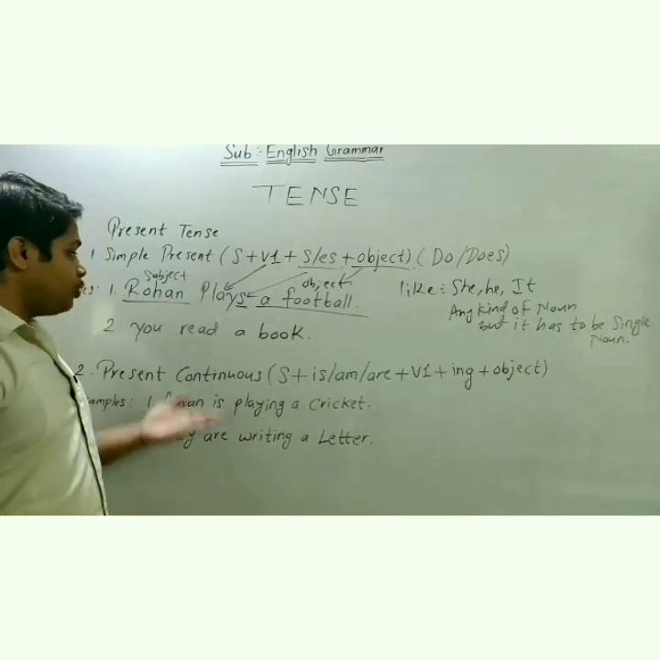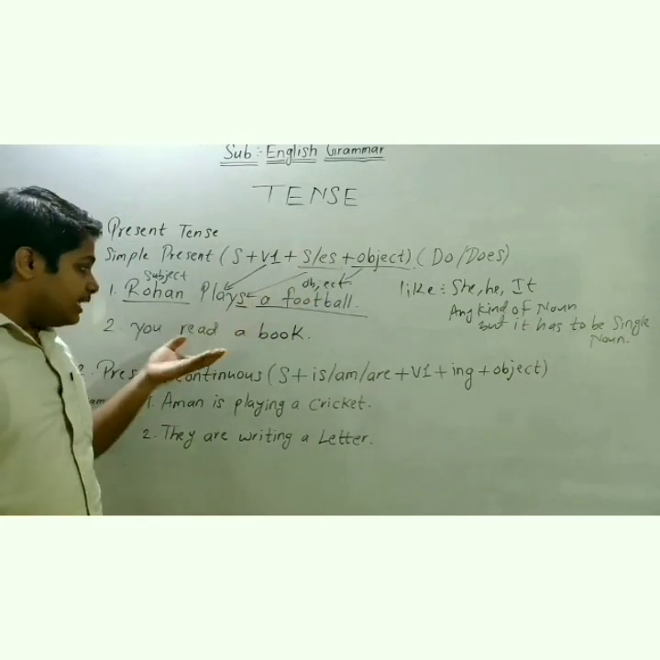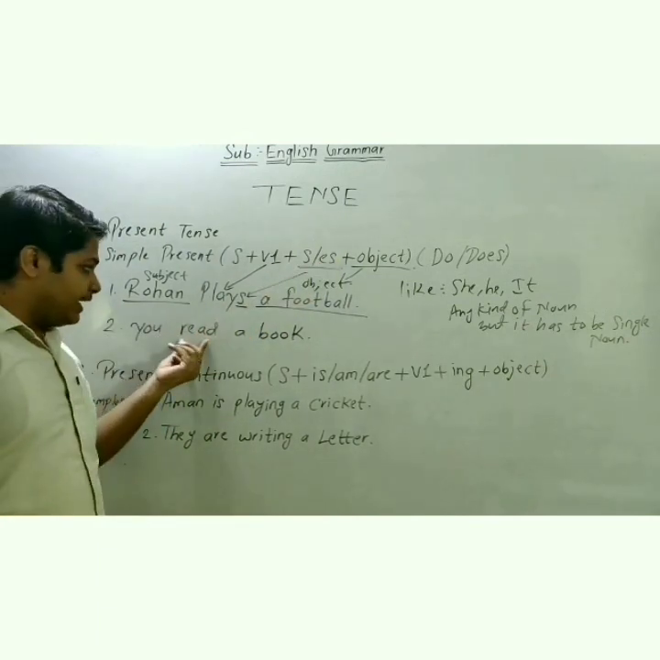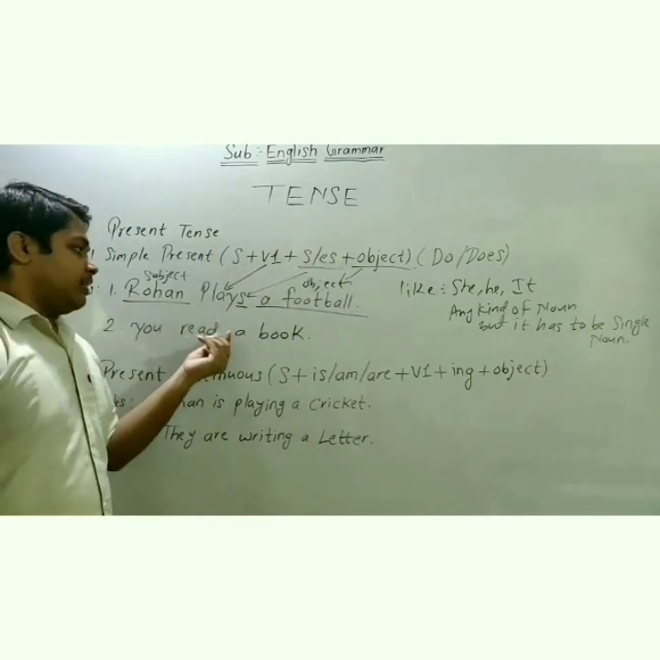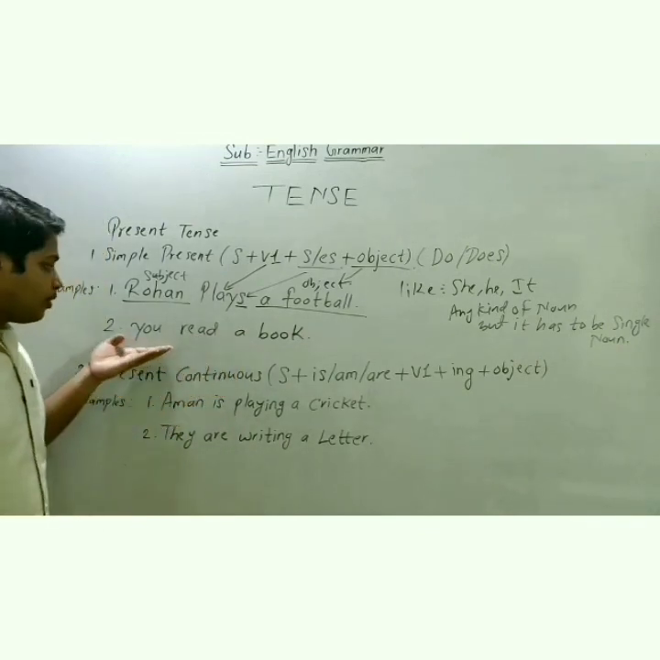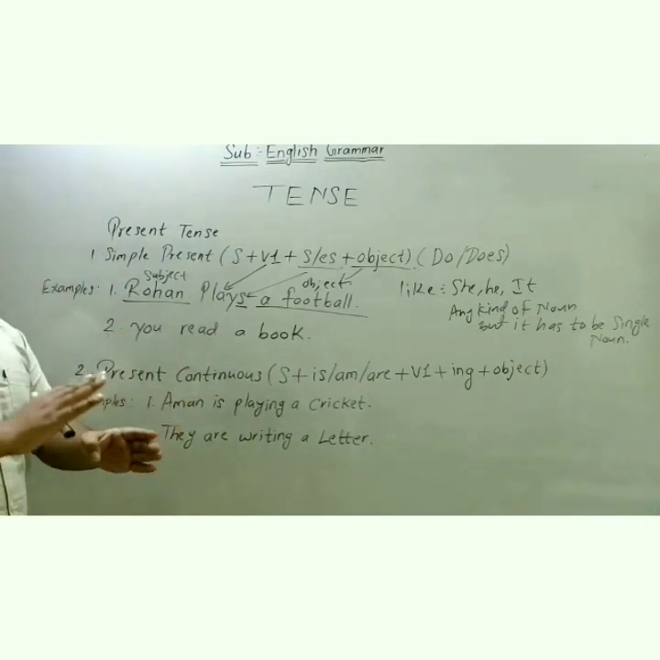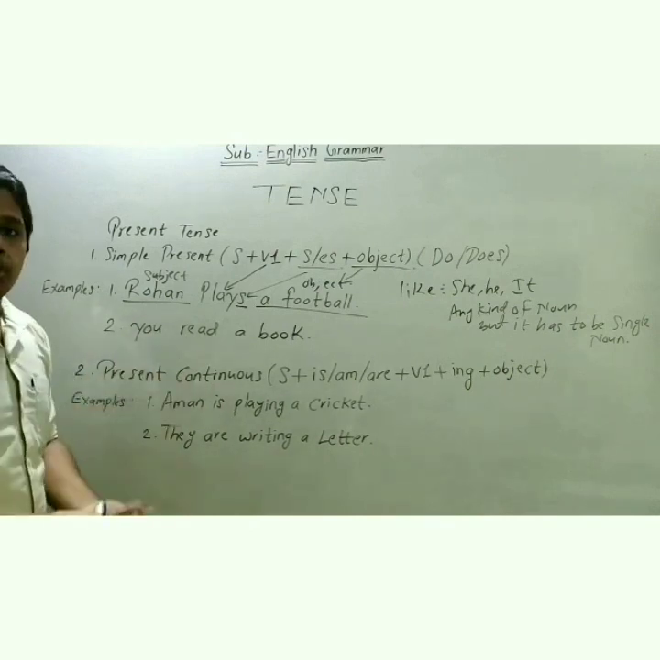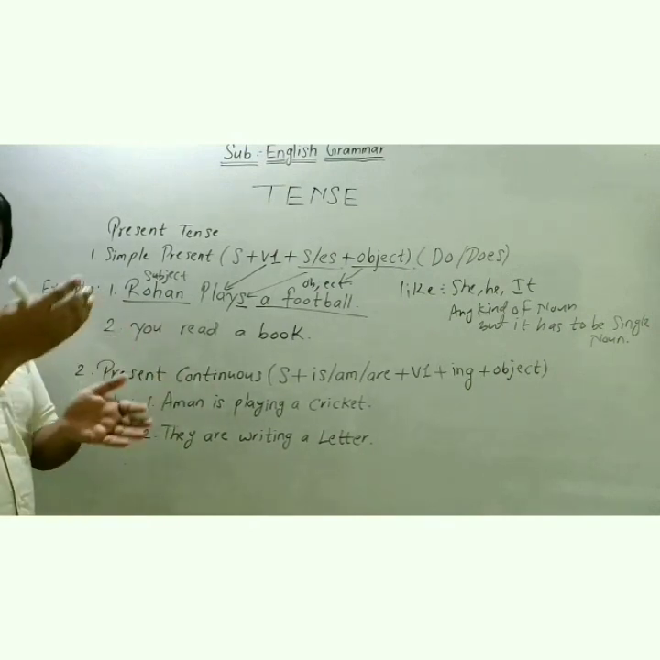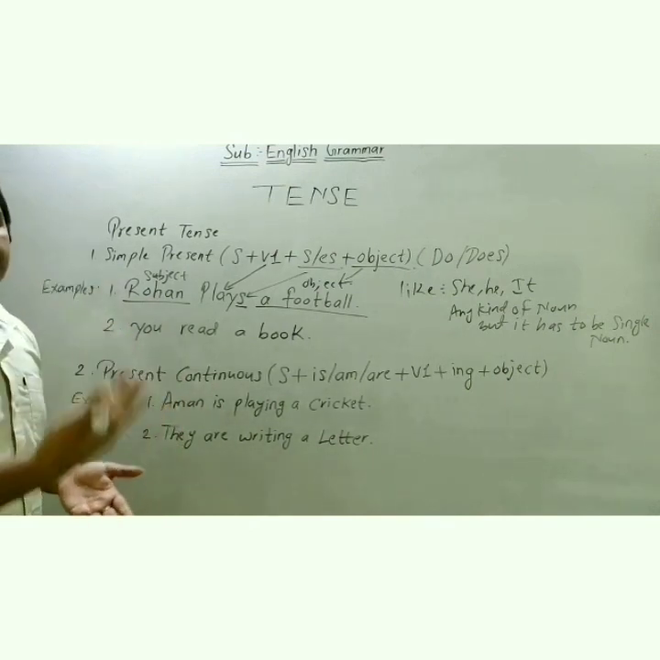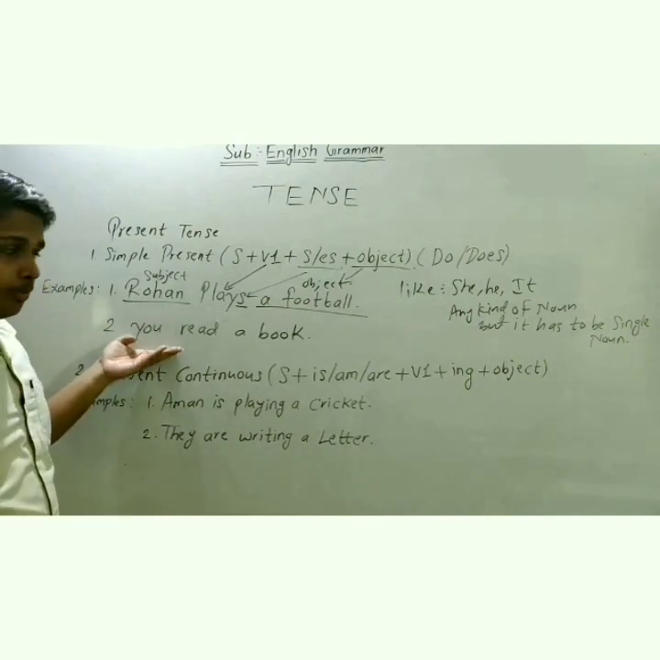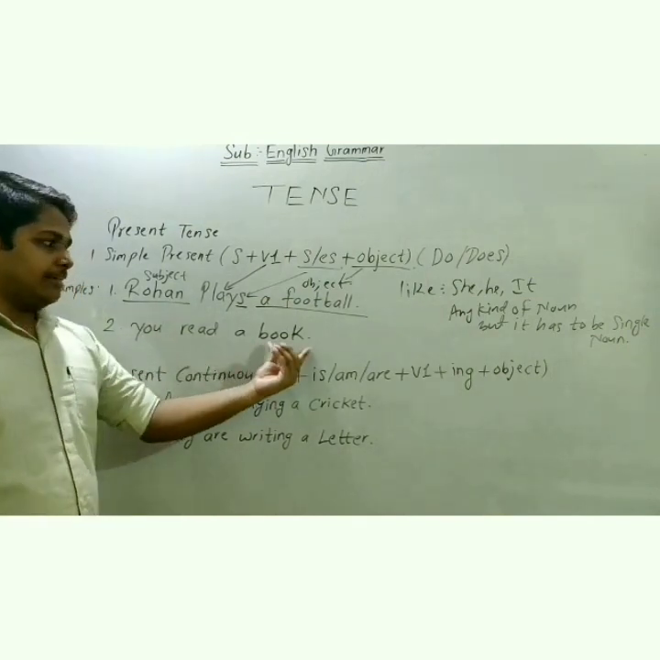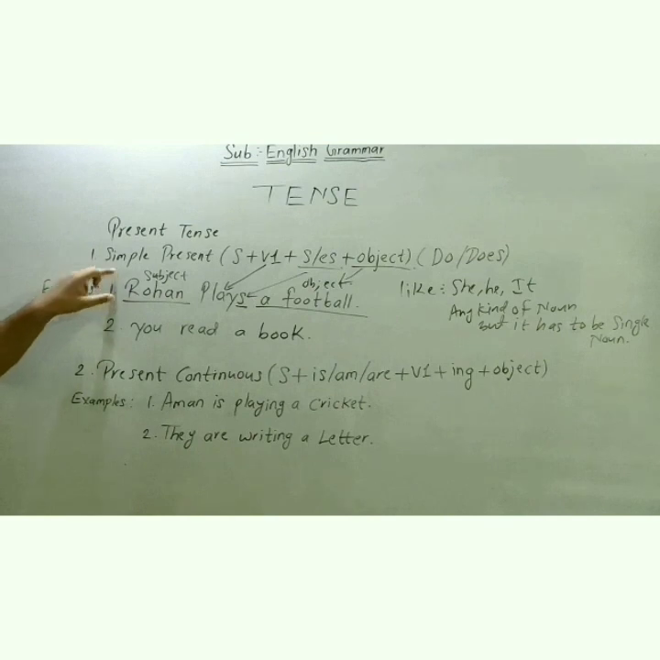That's why we are not using s or es in the verb read. If we write "you reads", it is a wrong sentence, because "you" is a second person. It may be one, it may be more, because "you" indicates a single noun and also a plural noun, and it is a pronoun. So "you read a book" is the first type, that is present tense, subtype present simple tense. Two examples.